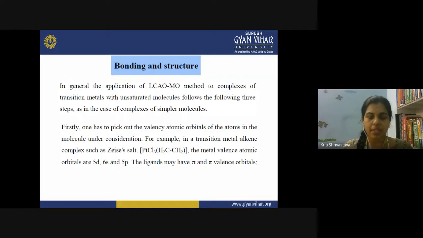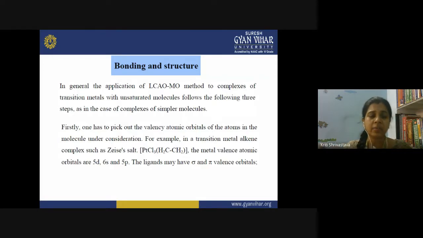So the application of this LCAO-MO method can be done for the complexes of transition metals with unsaturated molecules, and we can do that in three steps. So how can we do that? Firstly, the first step is to pick out the valence atomic orbitals of the atoms in the molecule under consideration. What is the molecule under consideration? We are talking about the transition metal alkene complexes. So we have to consider the valence atomic orbitals of the transition metal as well as the ligand.